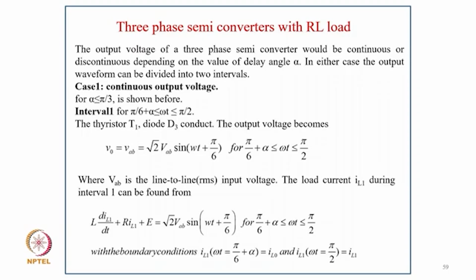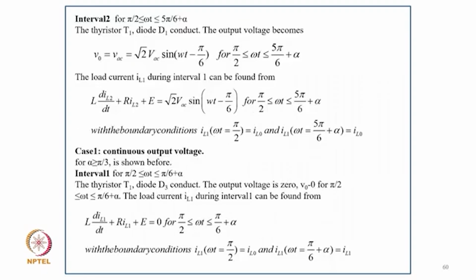Where VAB is the line to line RMS input voltage, the load current IL1 during the interval can be found out from L dIL1 upon dt plus R IL1 plus E equal to root 2 VAB sin (omega t plus pi by 6), for omega t from pi by 6 plus alpha to pi by 2, where the boundary conditions are IL1 at omega t equal to pi by 6 plus alpha is IL0, and IL1 at omega t equal to pi by 2 is IL1.